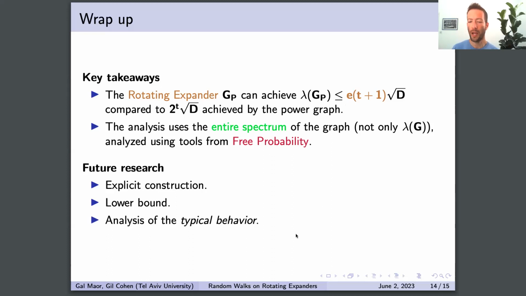And we want to analyze the typical behavior of the rotating expander. We want to say that not only does there exist a sequence of permutations achieving this, we also want to say that most sequences of permutations will be good, and this is supported by experimental evidence.